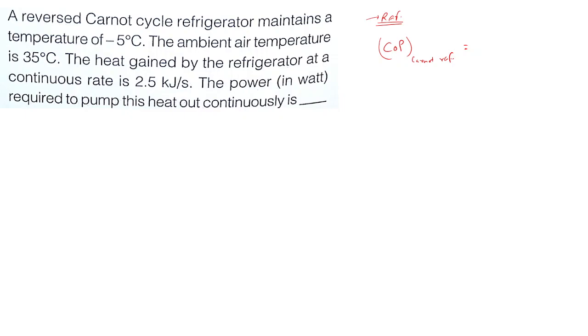No, no. What is the formula? First is the formula: COP = TL by (TH minus TL), lower temperature over higher minus lower. So here we have to find the reverse Carnot cycle maintained at this temperature, and ambient is this. Heat gained by the refrigerator at a continuous rate of this. So what is this rate of heat?